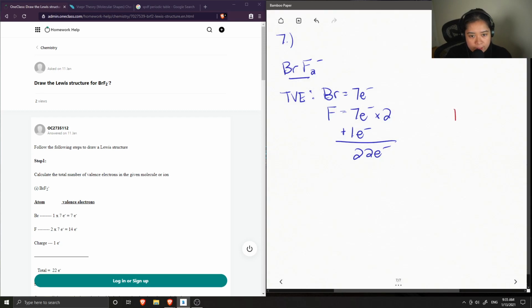So now we have bromine as our central atom. Then I'm going to draw 2 single bonds to the fluorines and show all of the electrons. If I count out all the electrons I have so far, since each bond contains 2 electrons, I only have 16 out of the 22. So because I only have 16, I need 6 more. So I'm going to put them all on the central bromine atom.